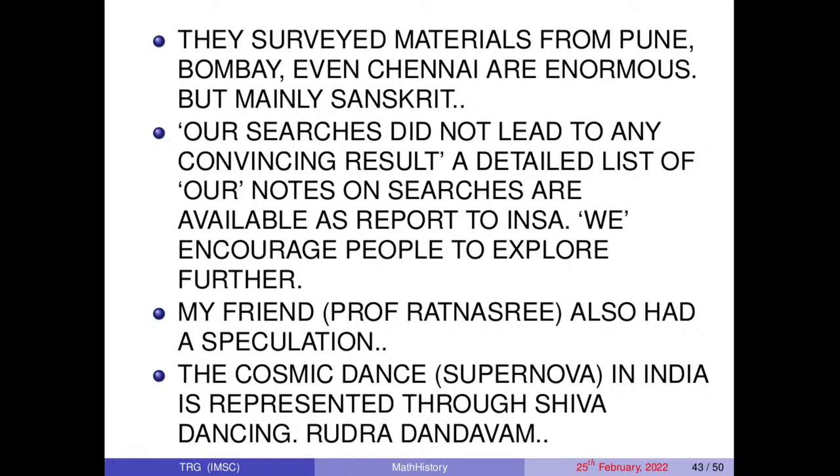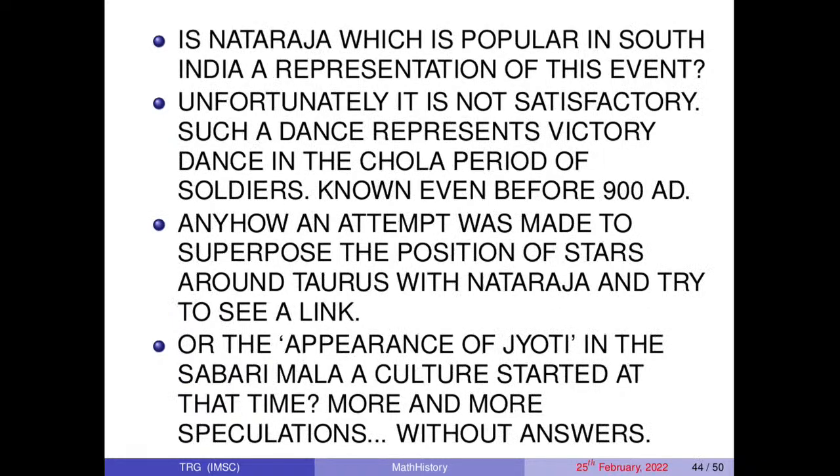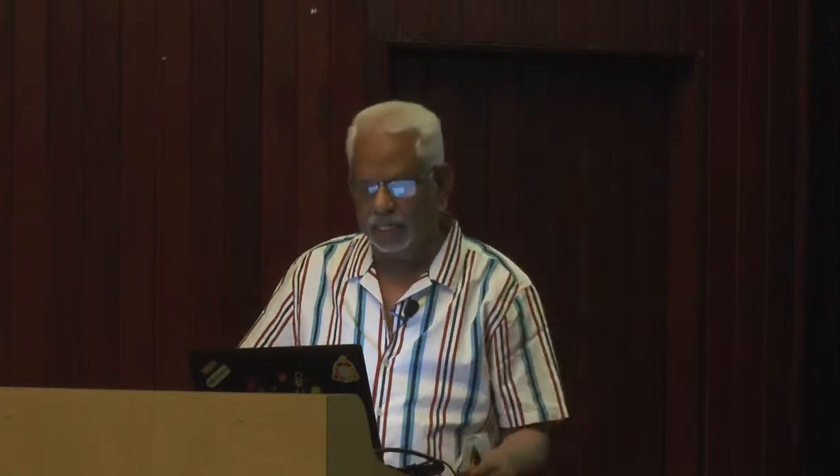The cosmic dance, because supernova is a cosmic dance, a huge violent event. In India, cosmic dance is represented by Shiva dancing Rudra Tandava. So she was trying to ask, is Nataraja, which is popular in South India, a representation of this event? For example, the Chidambaram temple was built around 1300 or so. Is it representing that kind of approach to this problem?